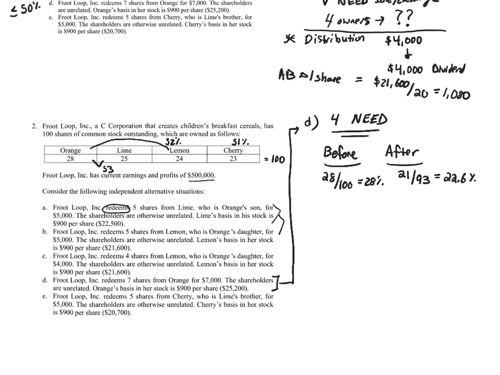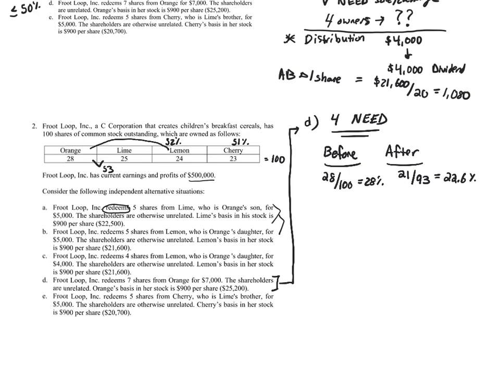Versus if any other shareholder tried to do that, the only person they could control with is Orange. Because look, Lime plus Lemon is 49. Lime plus Cherry is 48. Lemon plus Lime is 49. Lemon plus Cherry is 47. Cherry plus Lime is 48. Cherry plus Lemon is 47. But if you add them with Orange, you can control. Everyone see that?